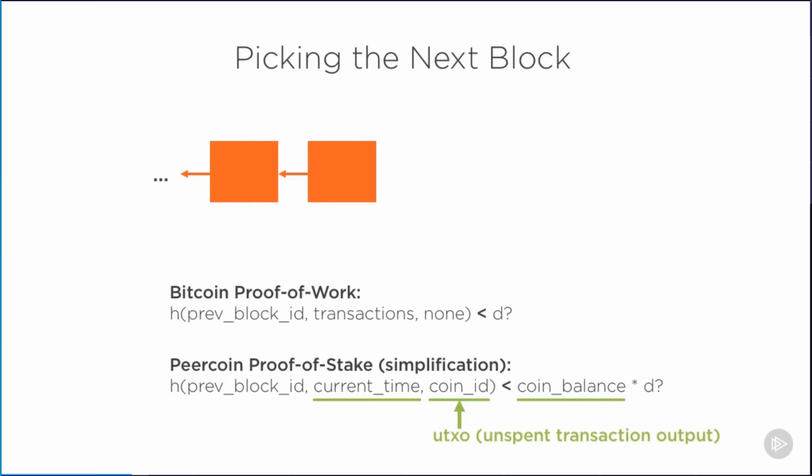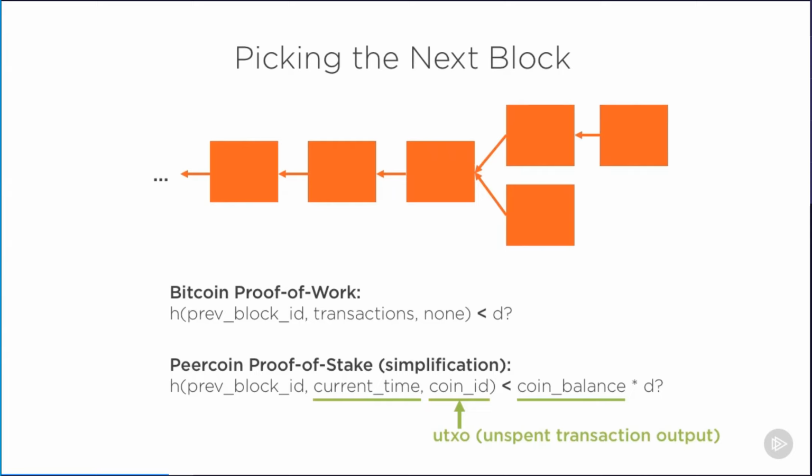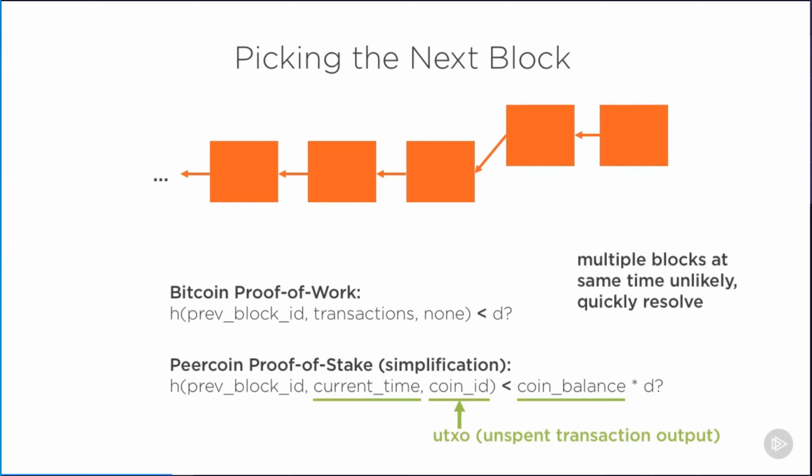There's no reason to run this hash more than once per second. Every second, everyone in the network calculates this hash, and anyone whose hash falls below this threshold can publish a set of transactions in a block, signing it with the private key that proves they own the specific UTXO used in the formula. Like with Bitcoin, multiple blocks occasionally get produced at the same time, but this is rare and quickly resolves when one branch grows faster than the other.